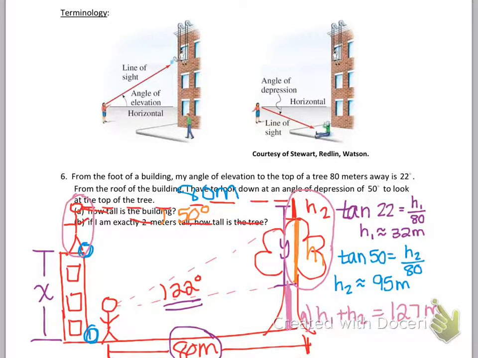And then the last part is B, which says, if I'm exactly 2 meters tall, how tall is the tree? So the tree is just H1. We know that because H2 is above the tree. But you have to add that 2 meters. So that gives us 34 meters. So again, it's a little busy, but using tangent for both of these and then just some logic with the lengths that we have, we can answer these questions.